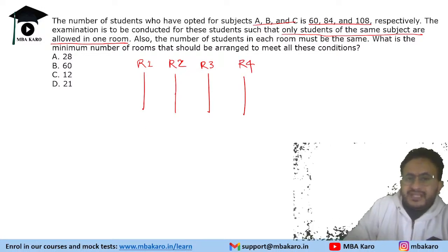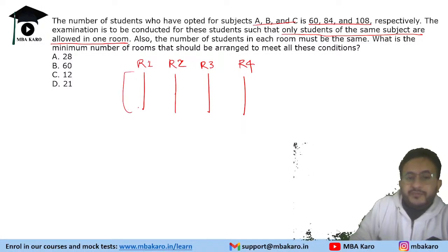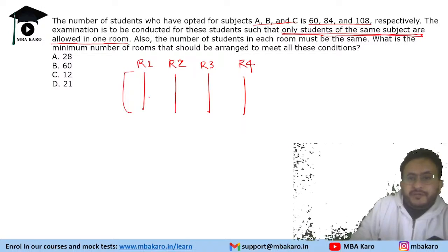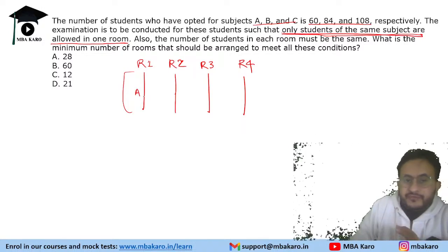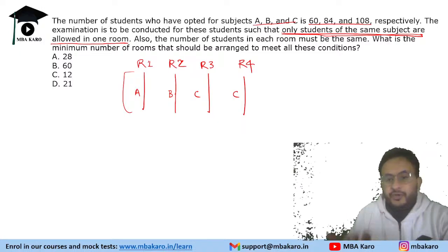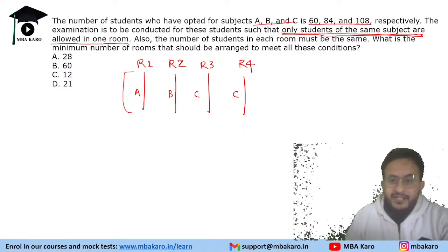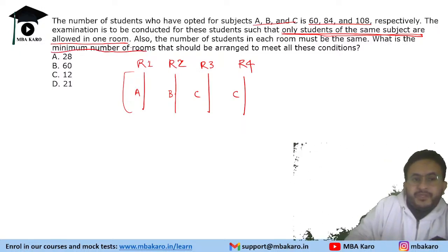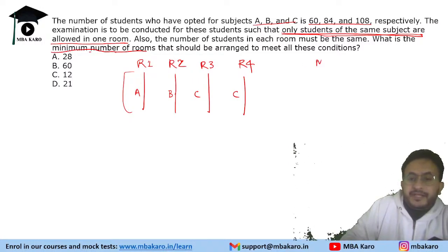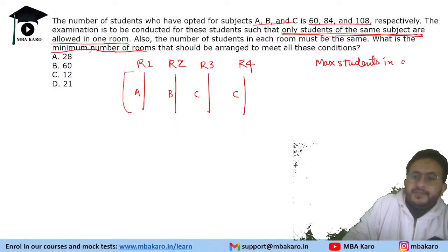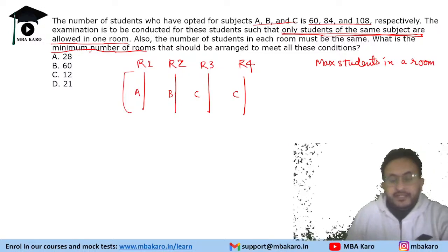It says the number of students in each room should be the same, and only students of the same subject are allowed in one room. So for example, students of class A in this, B in this, C, anything. It is not necessary that they have to be alternate or something. You have to put only one kind of students in one room. Now we need to tell the minimum number of rooms. The minimum number of rooms will happen when there are max students in one room. If there are maximum students in a room, then you will need the minimum number of rooms.